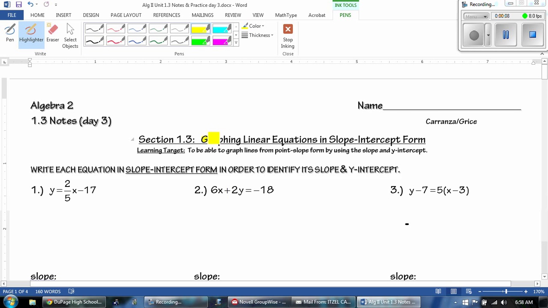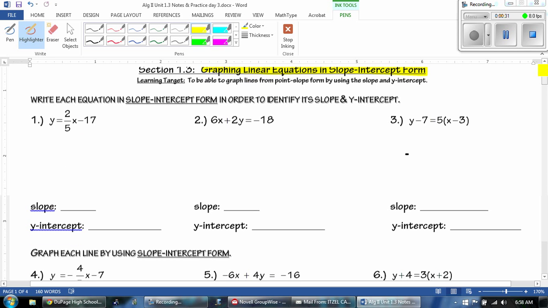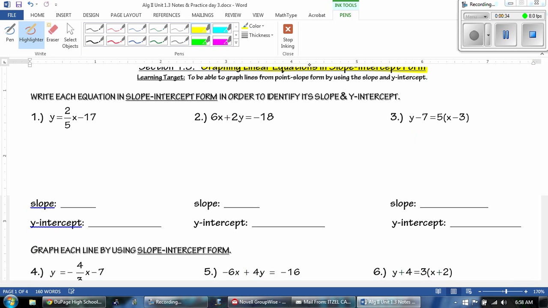Today we're going to be talking about graphing linear equations in slope-intercept form. Our learning target today is to be able to graph lines from point-slope form by using the slope and y-intercept. So, numbers 1, 2, and 3 tell us to write each equation in slope-intercept form to identify its slope and y-intercept. So, let's go ahead and get started.